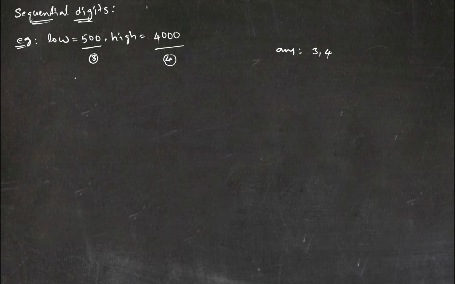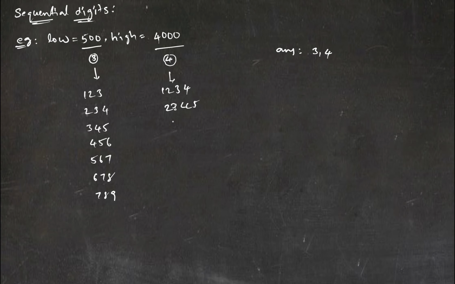To generate all the numbers which have a length of 3, I can start with 1, 2, 3. This is the lowest possible 3 digit sequential number. The next one is going to be 2, 3, 4. I can just remove 1 and add the next number here. Similarly, 3, 4, 5, 4, 5, 6, 5, 6, 7, 6, 7, 8, 7, 8, 9. And for 4 digits, I can start with 1, 2, 3, 4, 2, 3, 4, 5, 3, 4, 5, 6, 4, 5, 6, 7, 5, 6, 7, 8, 6, 7, 8, 9, that's it.